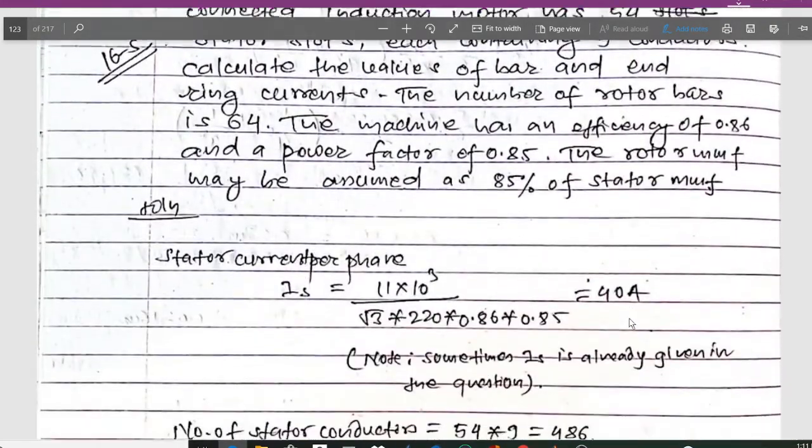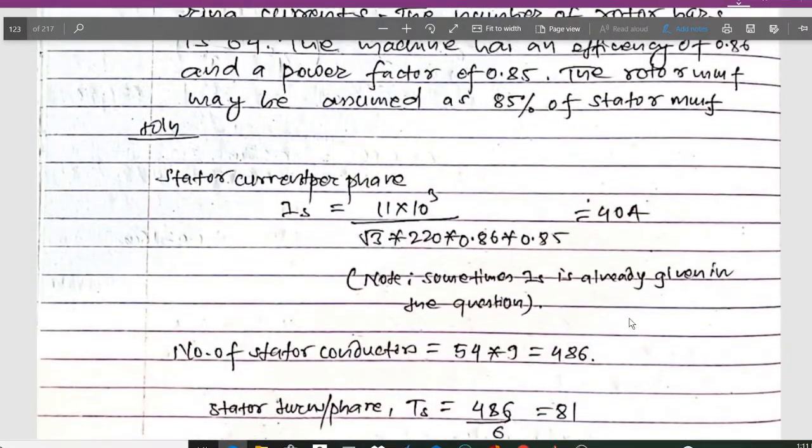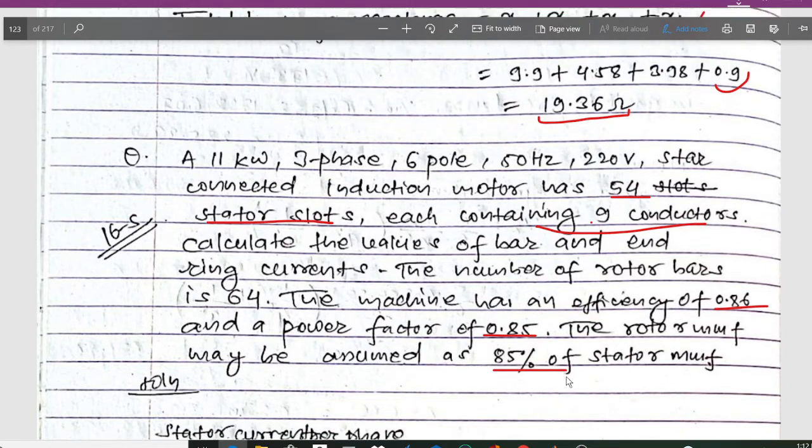And now the next problem: an 11 kilowatt, 3 phase, 6 pole, 50 hertz, 220 volt star connected induction motor has 54 stator slots, containing 9 conductors each. Calculate the value of bar and end ring current. The number of rotor bars is 64, the machine has an efficiency of 0.86 and power factor of 0.85, and the rotor MMF may be assumed as 85% of the stator MMF.